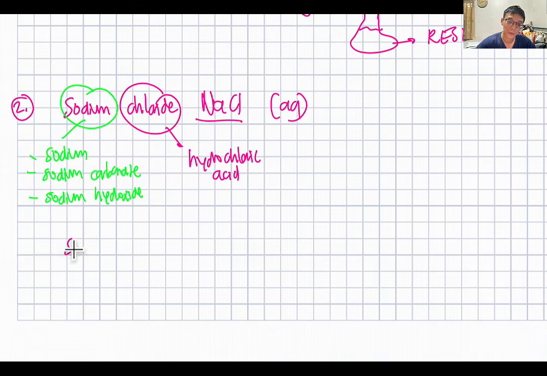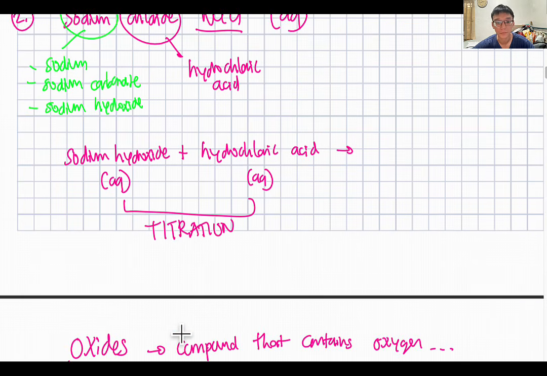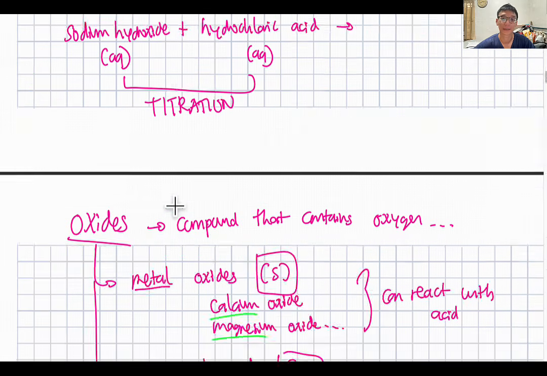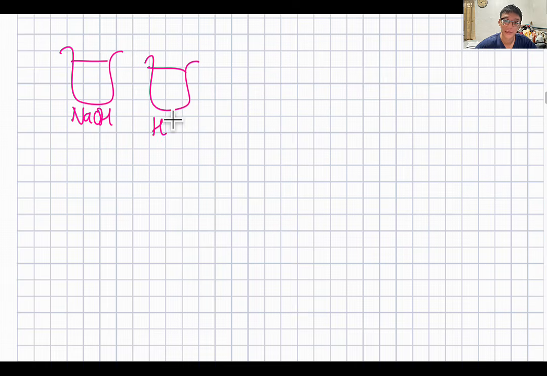Let's say that I use sodium hydroxide and hydrochloric acid. They will form sodium chloride and water. Sodium hydroxide is aqueous, and hydrochloric acid is also aqueous. Because both of the materials are aqueous, we do titration. So how do we do titration from this actually? Let me show you the steps. First, of course, you prepare sodium hydroxide and hydrochloric acid, and then we will do a titration.